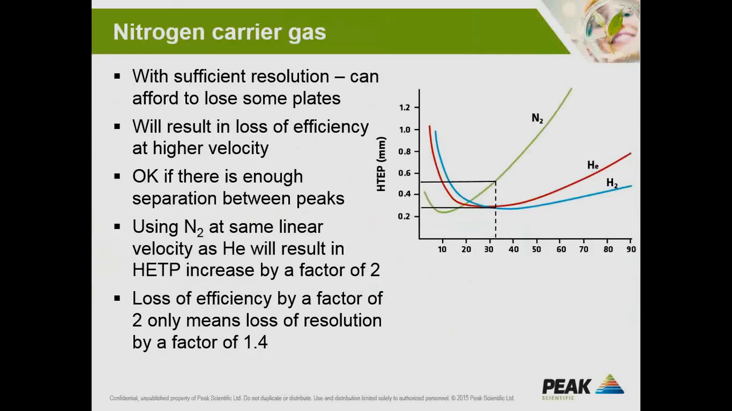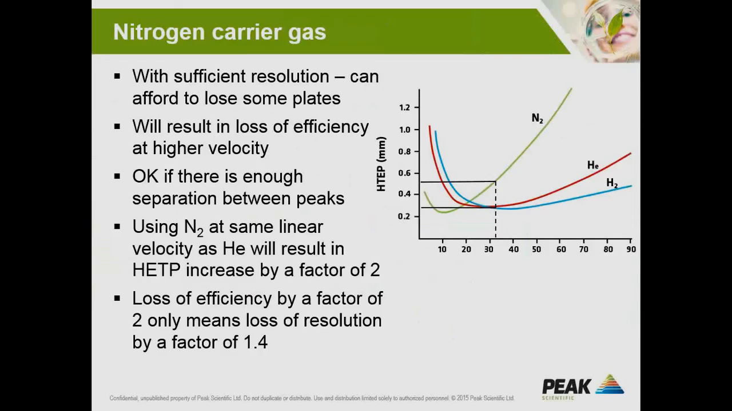Now with hydrogen, this drops off less quickly as opposed to with nitrogen. And so what happens is that as you run the gas at a higher velocity, you will lose plates, or you'll increase the plate height, which will mean that you have a resulting loss of efficiency. Now, if you've got enough separation between the peaks in your chromatogram, then this is usually okay.